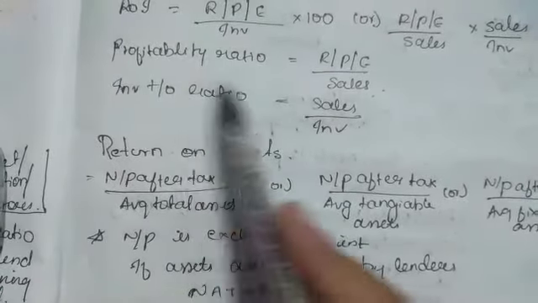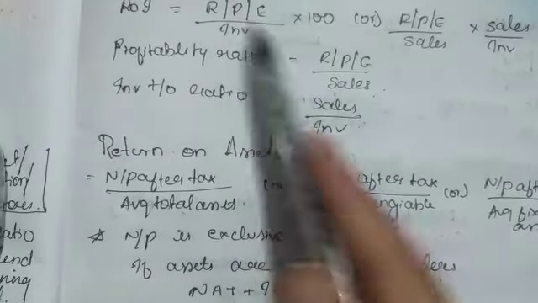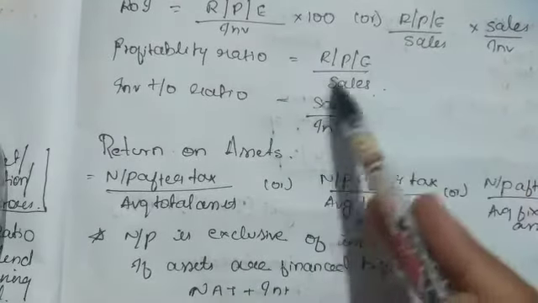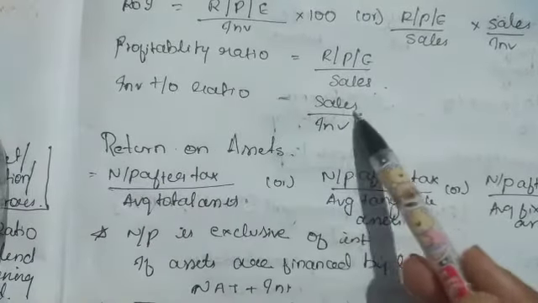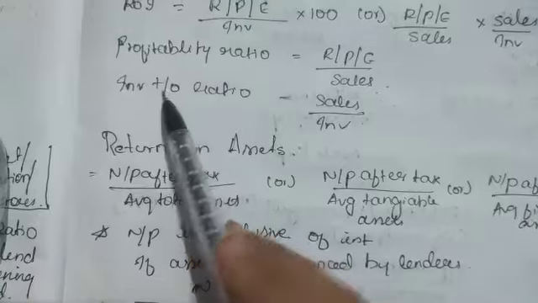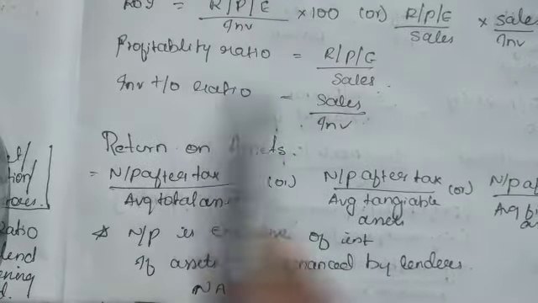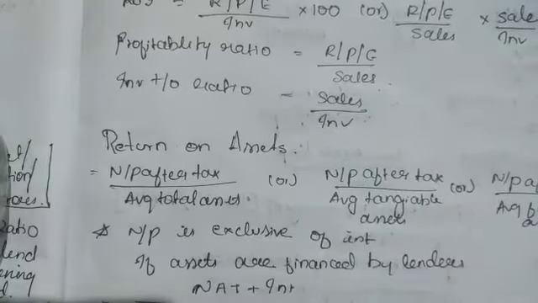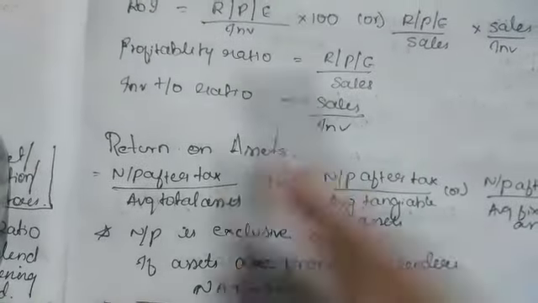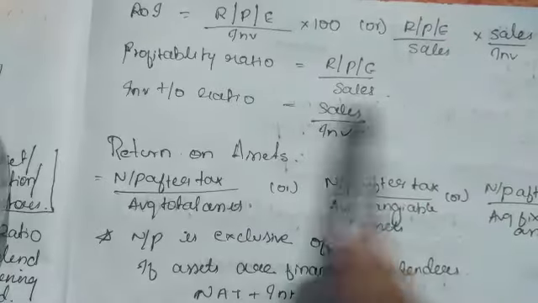The profitability ratio, same thing, divided by sales. Investment turnover ratio, sales divided by investments. Whenever turnover comes, turnover will be in the numerator, that is sales, and divided by investment. This is on the part of the investment.